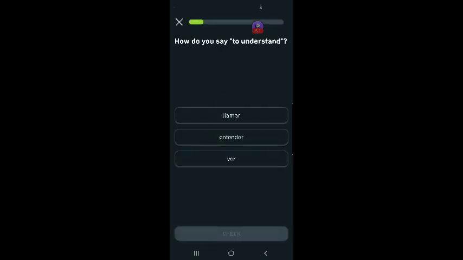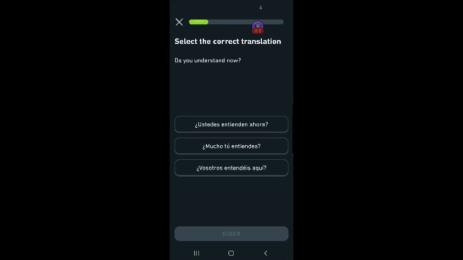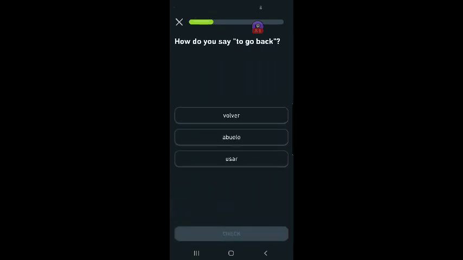Keep going. How do you say to understand? Entender. Entender. Do you understand now? ¿Ustedes entienden ahora? That sounds right. I think it's ustedes entienden ahora. Do you understand now? Yeah. How do you say to go back? Volver. Volver.